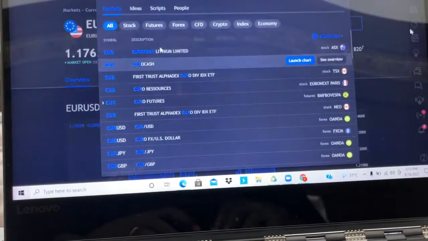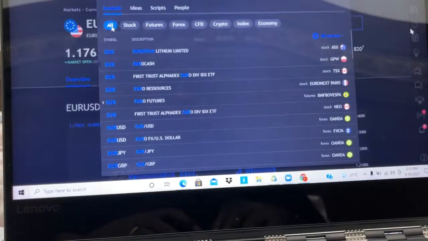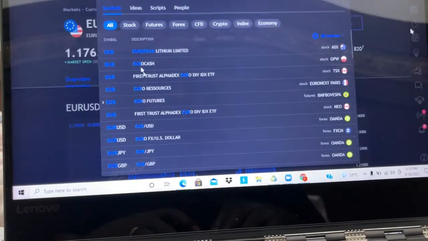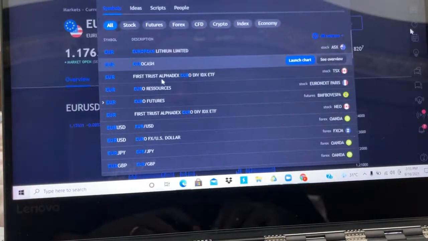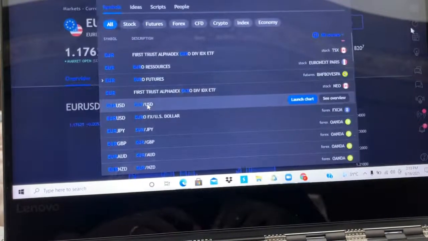You're going to see a lot of information popping up, especially if you have it on "all." Once you type in Euro, you can scan the list and select the pair that you want. But we're going to be working with Euro USD.